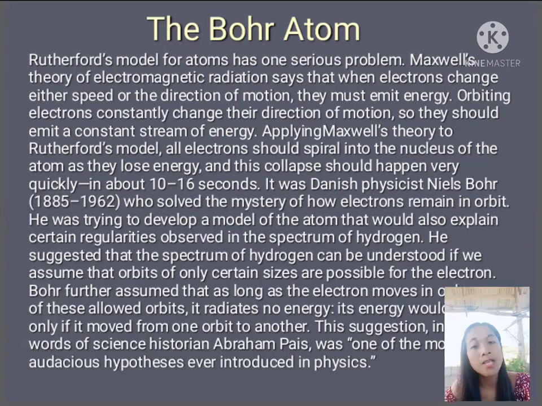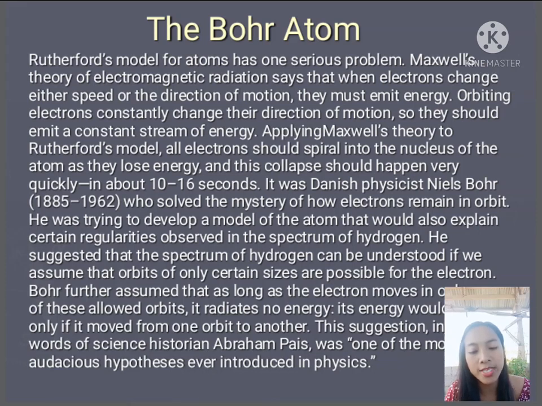So, let's come now to the Bohr atom. Rutherford's model of the atom has one serious problem. Maxwell's theory of electromagnetic radiation says that when electrons change either speed or the direction of motion, they must emit energy. Orbiting electrons constantly change their direction of motion, so they should emit a constant stream of energy. Applying Maxwell's theory to Rutherford's model, all electrons should spiral into the nucleus of an atom as they lose energy, and this collapse should happen very quickly, in about 10^-16 seconds.